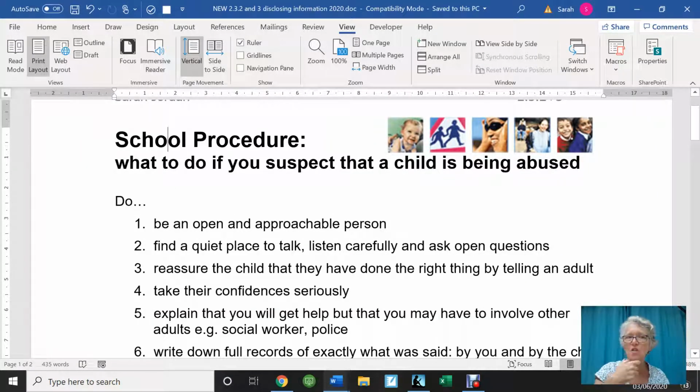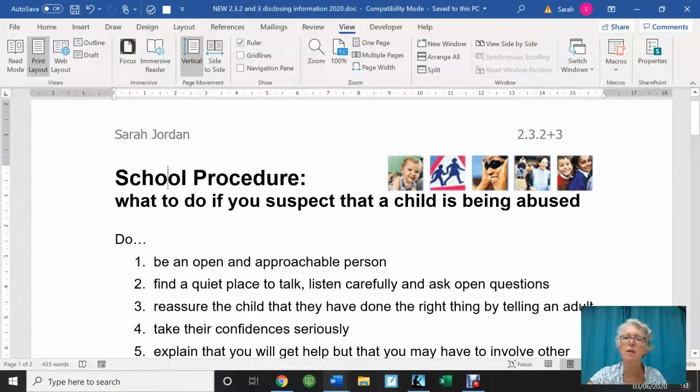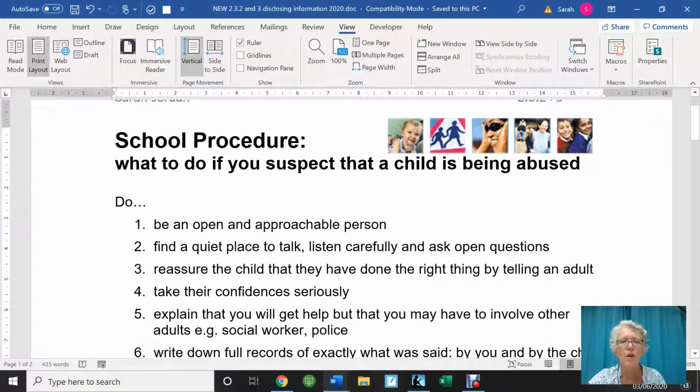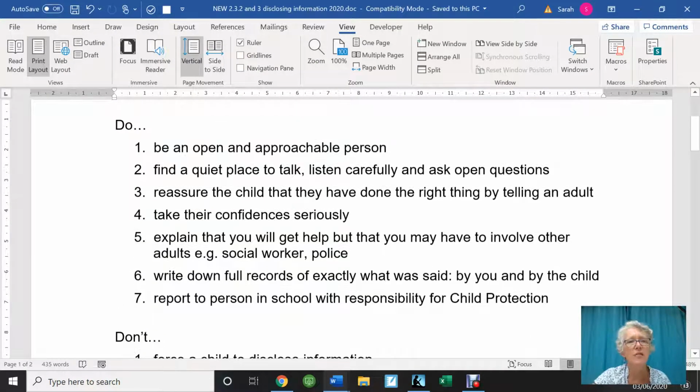So this is the school procedure for what to do if you suspect that a child is being abused. This is not full safeguarding training. It would be good to ask in your school, what training do they offer? Can you take part in the training? They should have given you already the document, Keeping Children Safe in Education. You should have read and signed to say that you've read that document. That sets out all of this information. But let's have a look now.